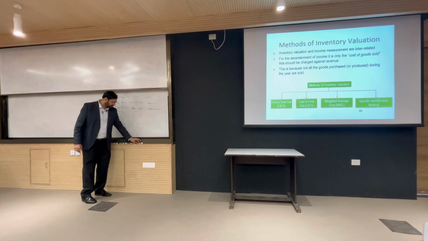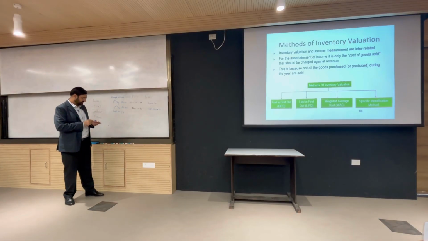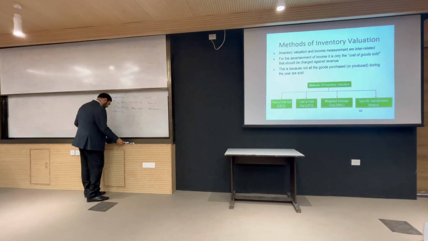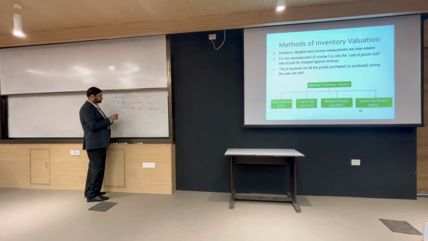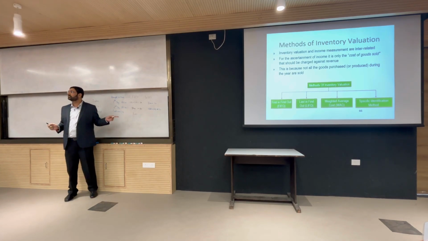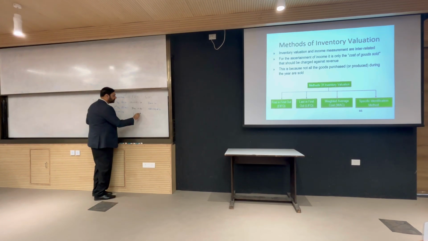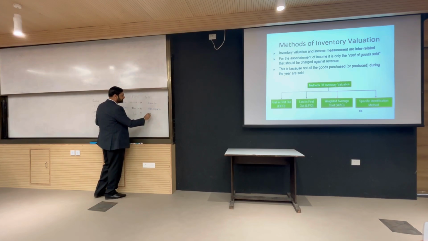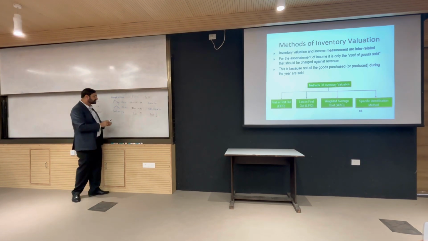So, under FIFO, you will see profit. Cost of goods sold is 10 rupees. Cost is low. Then profit is high or low? High. Because cost is low. So profit is high. Under LIFO, cost of goods sold is 20. So cost is high, right? Relatively. We are talking about relatively. So profit is low. And what about the balance sheet?